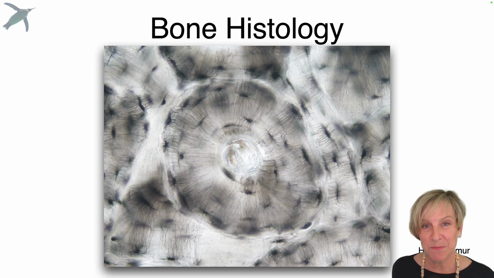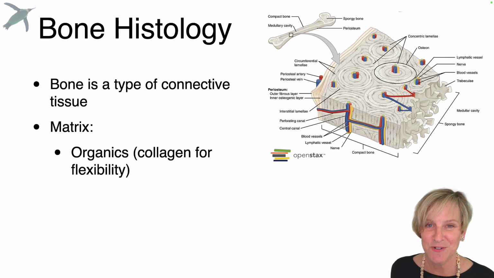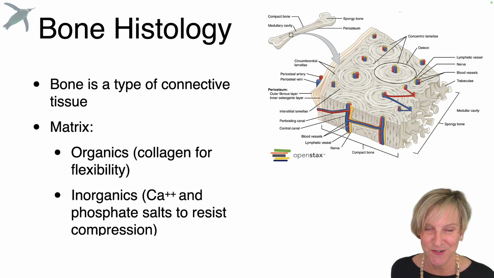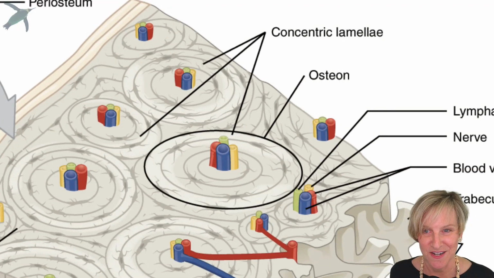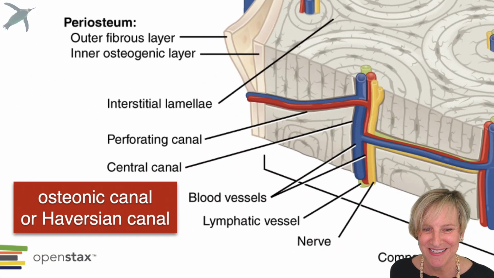So when you look at bone histology, this is what you see. Now remember, bone is a type of connective tissue because the cells are widely spaced with a matrix in between. This matrix is comprised of organic materials, mainly collagen, and that helps the bone to stay flexible, and inorganic materials, mainly calcium salts, and that gives the bone resistance to compression. So here again, you see the osteon, the unit of the bone. You have the central canal or the osteonic canal. And here you can see the vascular, lymphatic, and nervous tissue that runs through it, servicing the cells.